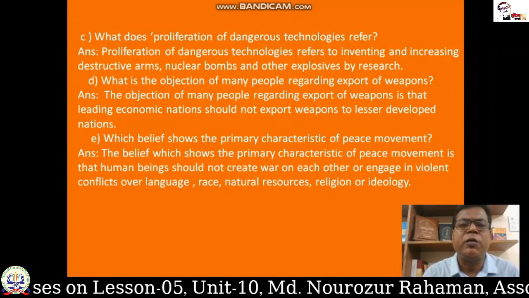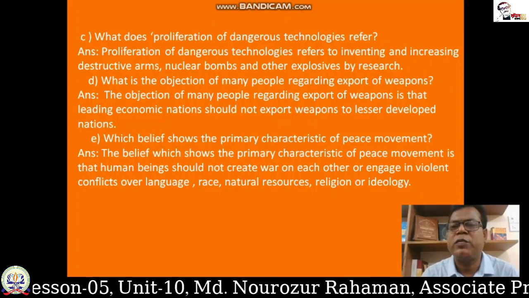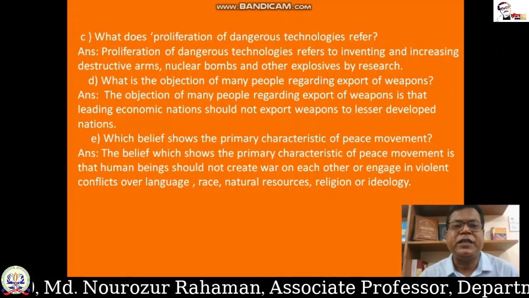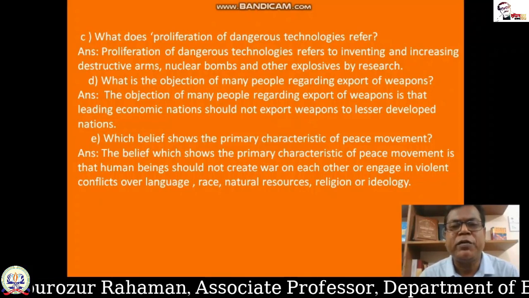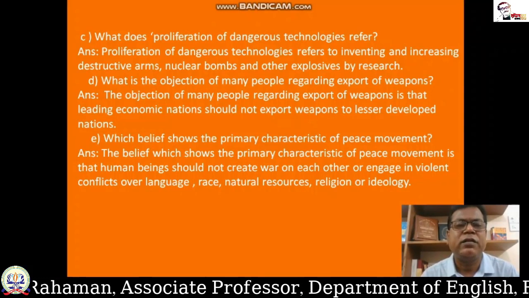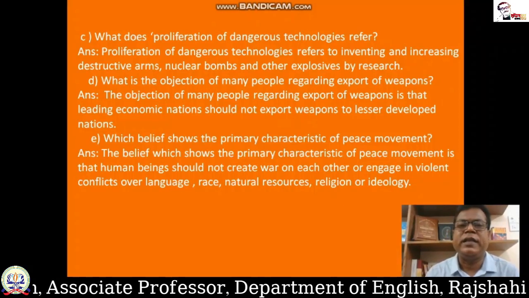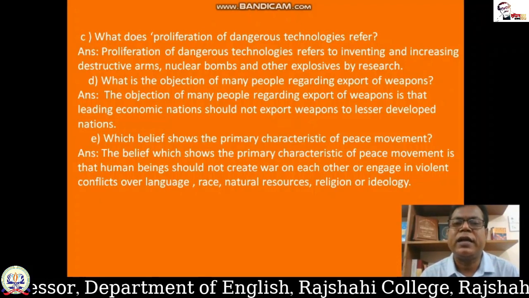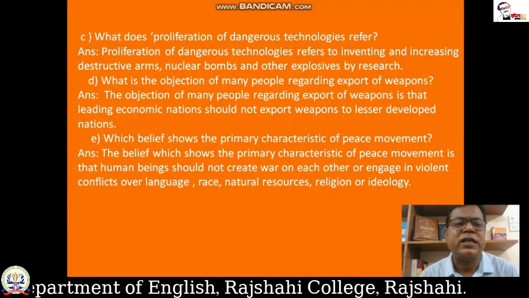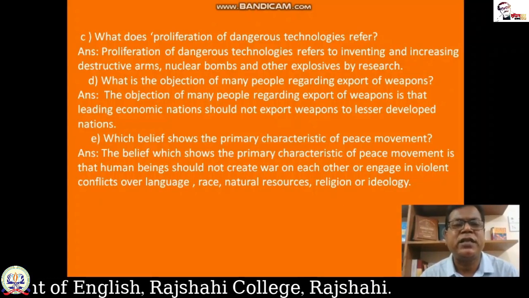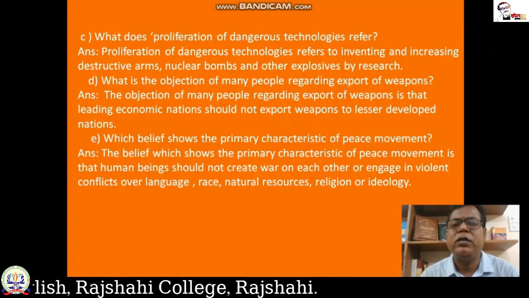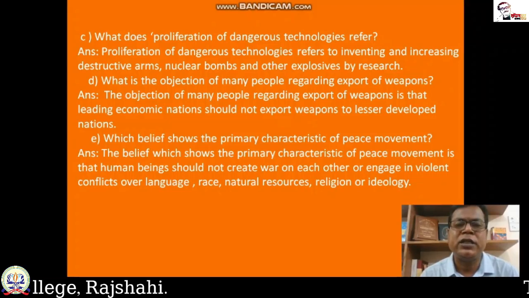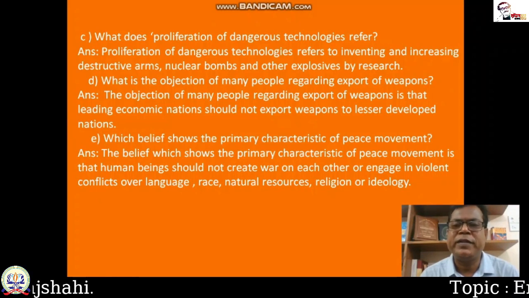Number D. What is the objection of many people regarding export of weapons? The peace movement organizers object that the rich countries shouldn't export weapons to lesser developed nations. So I have written the answer this way. The objection of many people regarding export of weapons is that leading economic nations should not export weapons to lesser developed nations.